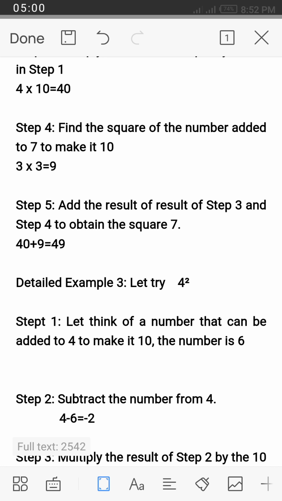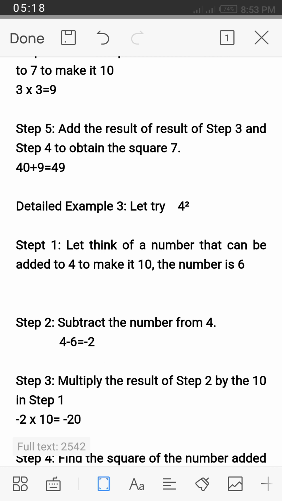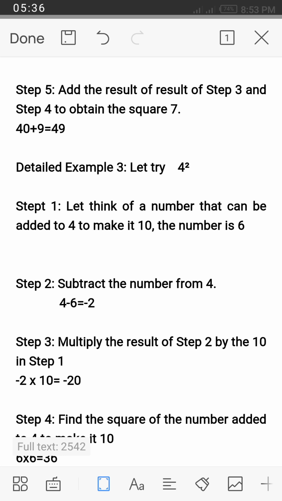Let's look at this one, number 3. Let's try 4. Actually, we know all these things off hand. 4 square we know is 16. Let's see whether this same approach will work. Step 1, what number do we need to add to 4 to make it 10? The number is 6. So here we are saying subtract that number from 4. We write 4 minus 6, and that gives us minus 2.